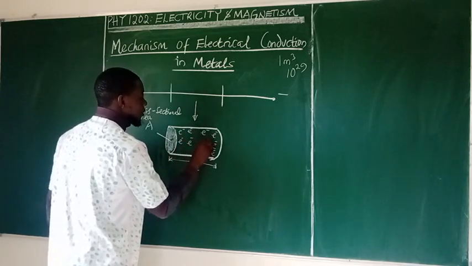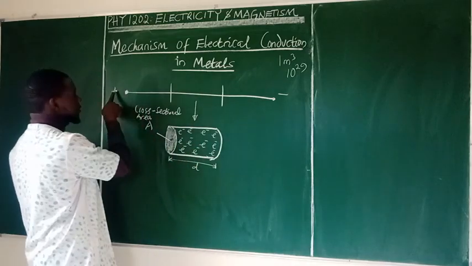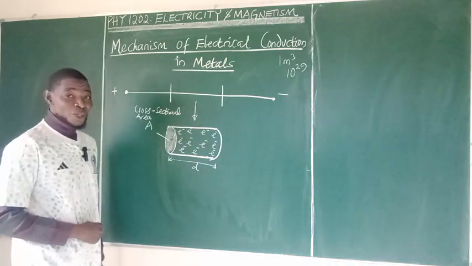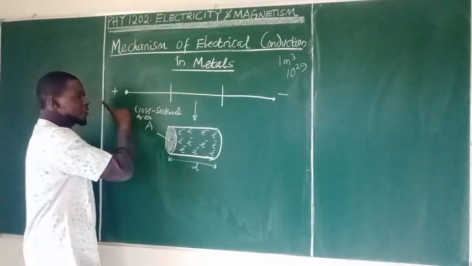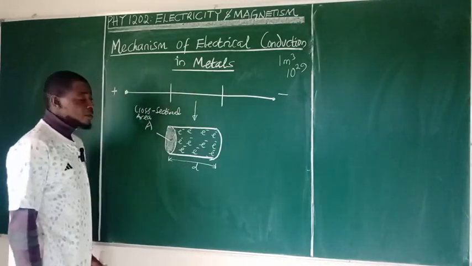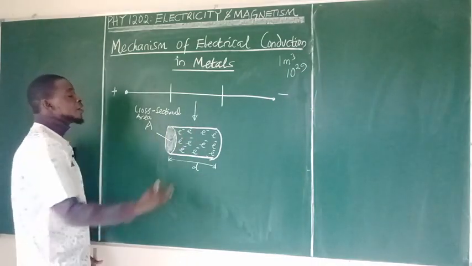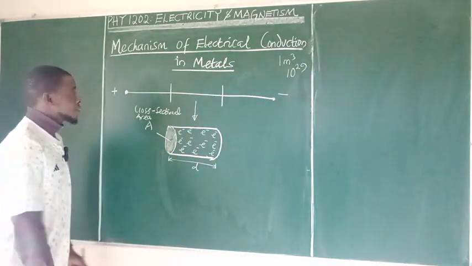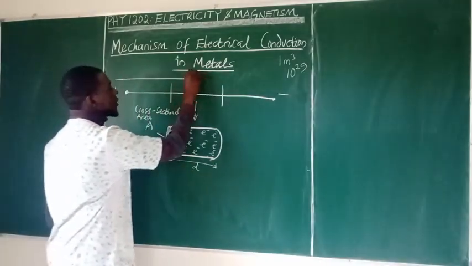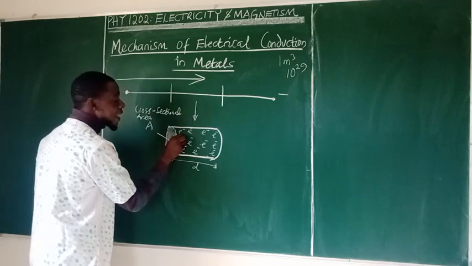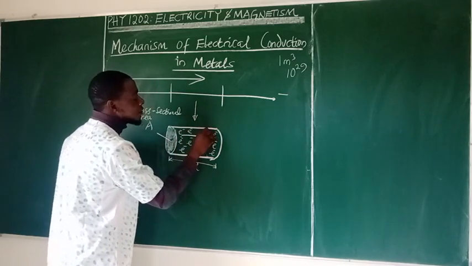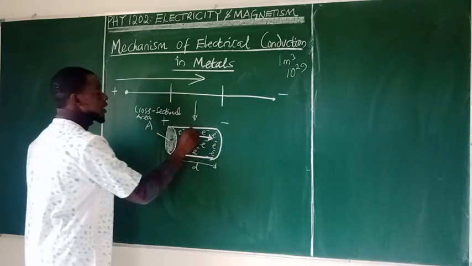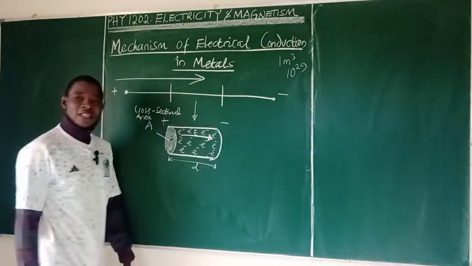Before connecting this to the positive and negative terminals, the electric field in the wire is not uniform. By the time you connect this to the positive terminal and this to the negative terminal, you are now creating a uniform electric field inside. We know the direction of the electric field is from the positive to the negative. So inside this, you have an electric field in this direction. This is positive, this is negative, don't forget.